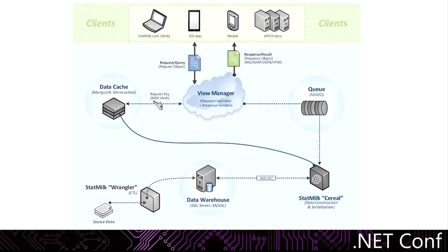And then that initial request will actually go to a message queue. We were using MSMQ at the time. And then that would be forwarded to Serial. These names are going to be reused a lot. So just think StatMilk front end, Serial, and Wrangler.